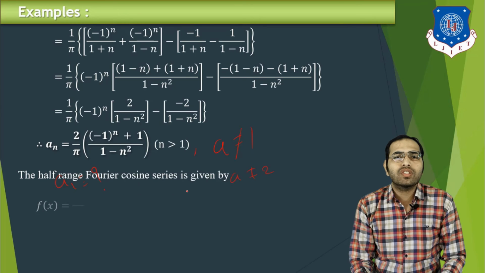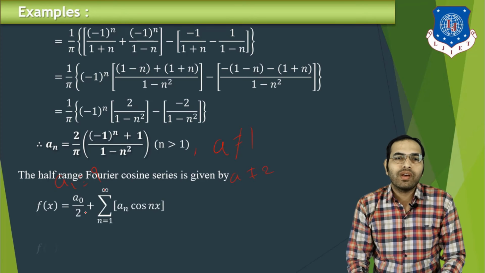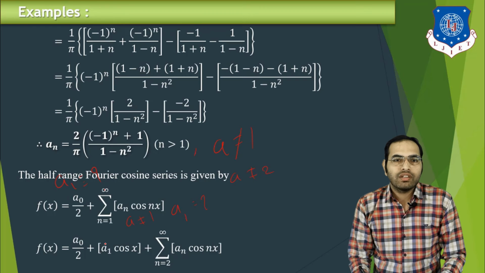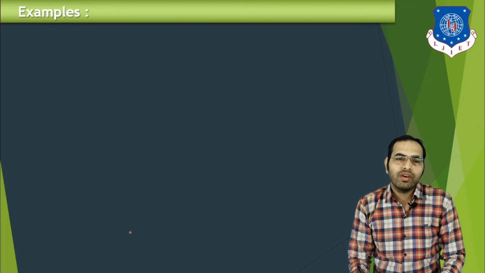For that we have to find the value of a1 separately. Then our half range cosine series is given by f of x equal to a0 by 2 plus summation where n is running from 1 to infinity of an cos nx. Then here for a not equal to 1 we have to find a1 separately, so we can write it as a0 by 2 plus a1 cos x plus summation n equal to 2 to infinity of an cos nx. Firstly we have to find the value of a1.